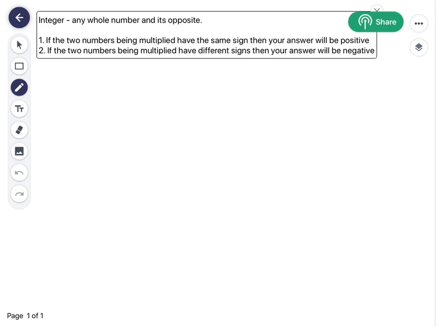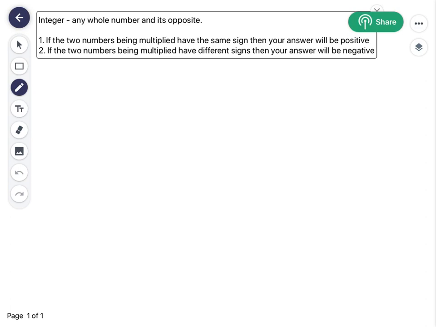All right, ladies and gentlemen, we are moving on to lesson 1-6, and that is multiplying integers. Before we get into multiplying integers, we first need to remind ourselves what an integer is. An integer is any whole number and its opposite. So the whole numbers are the counting numbers, 0, 1, 2, 3, 4, 5, etc. And their opposites are -1, -2, -3, -4, -5, etc. Those are the kinds of numbers that we're going to be working with here in lesson 1-6.